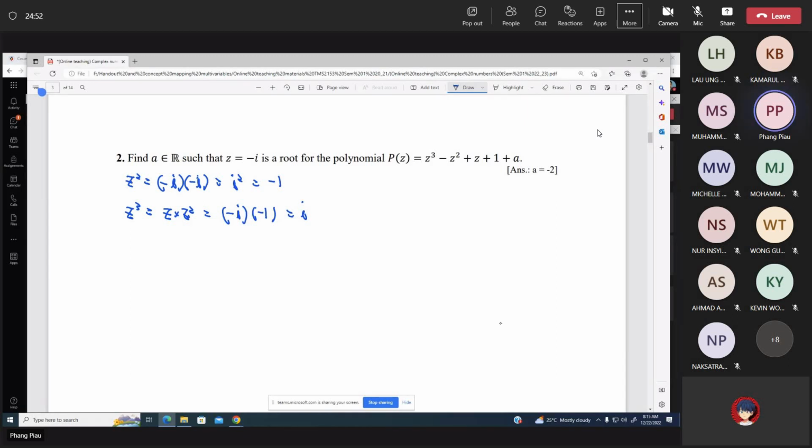Then you can have your P(Z). This is a polynomial. So the P(Z) is given as Z power 3 minus Z power 2 plus Z plus 1 plus A. So we want to find the root of that one. So we replace Z power 3 with what we have here, I. Replace Z power 2 with this one, -1. Replace our Z with -I. The rest we don't have to replace. And we want to find the root of a polynomial. When you go for the root, you know that you just equate everything to 0.